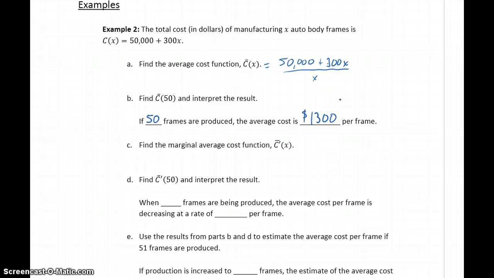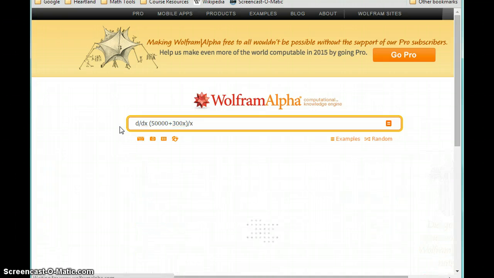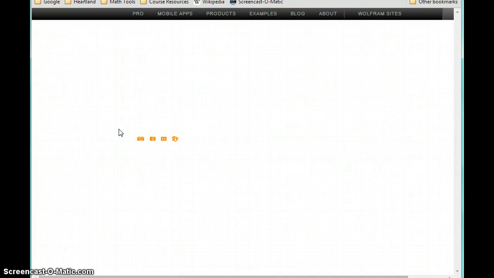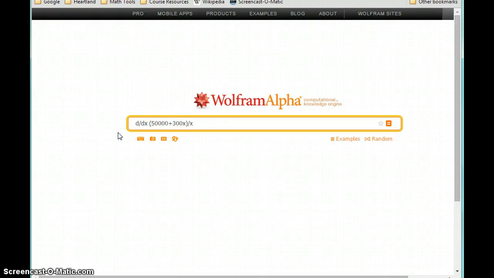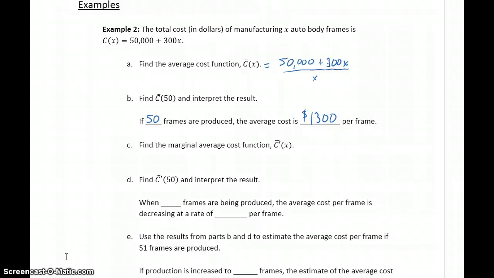The next thing we want to do is find the marginal average cost function. So this would be the derivative of 50,000 plus 300x divided by x, which will give us a result of negative 50,000 over x squared. So our marginal average cost function is negative 50,000 over x squared.